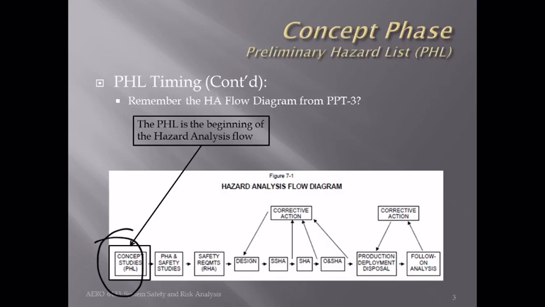It starts here at the beginning, and the output of the PHL, we will see, becomes the input to the PHA, the preliminary hazard analysis. So the preliminary hazard list outputs flow as inputs to the preliminary hazard analysis. We'll see that in just a little bit.